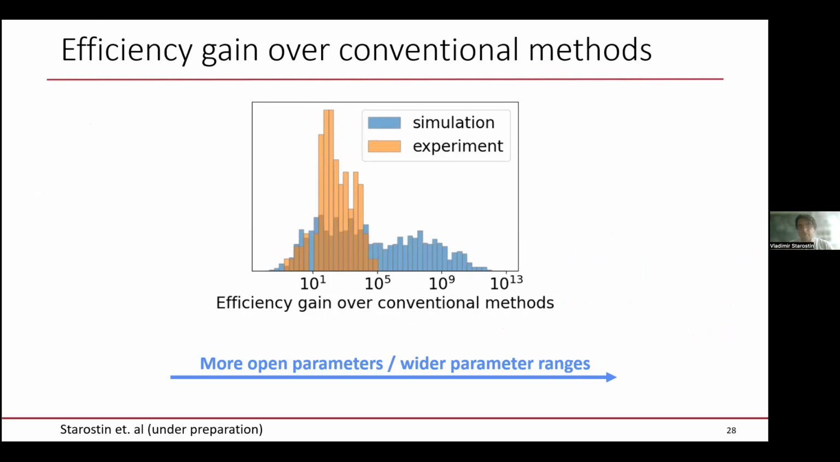If we expand our solution to more open parameters, wider parameter ranges, the gain over conventional methods becomes extraordinarily large, and it succeeds 10 to the power of 10. So basically, it's mere seconds versus weeks if we want to really get reliable conventional analysis.